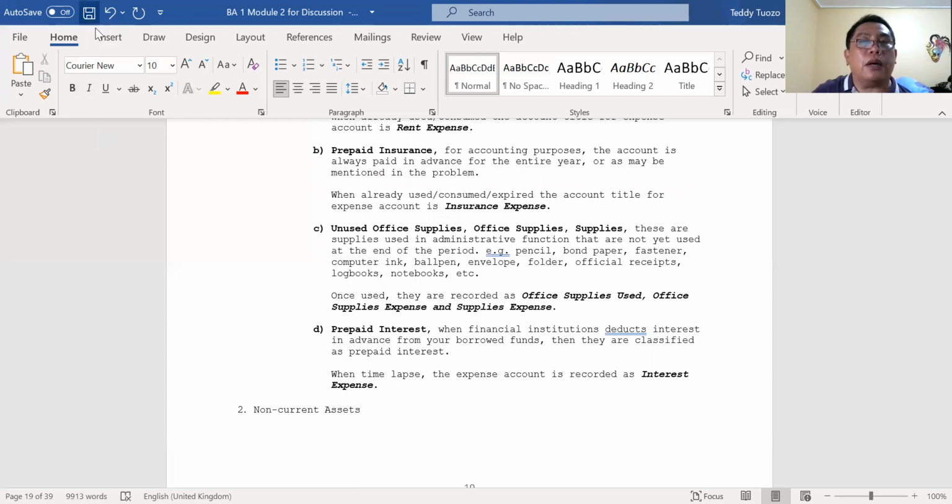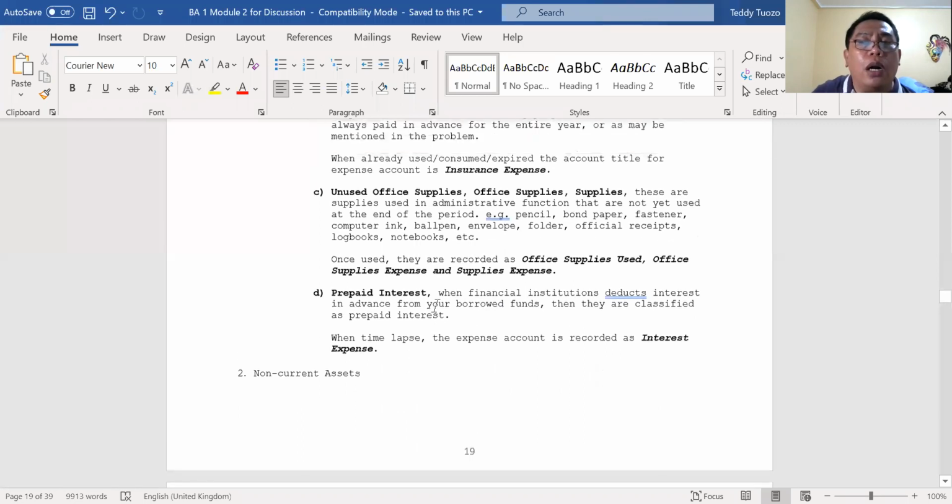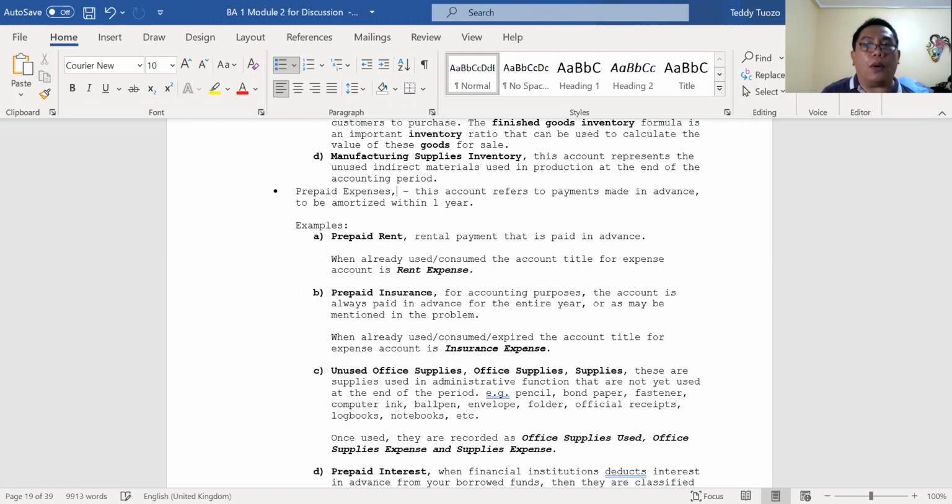So that is it, for current assets. Actually, when we say prepaid expenses, the other term for this one is prepayments.